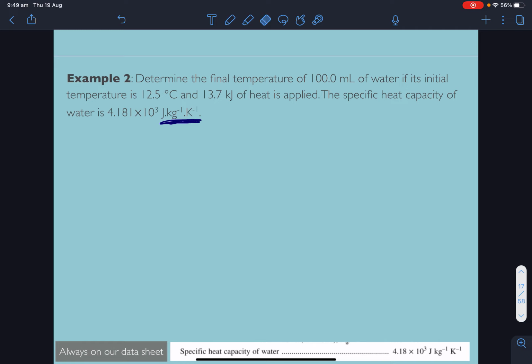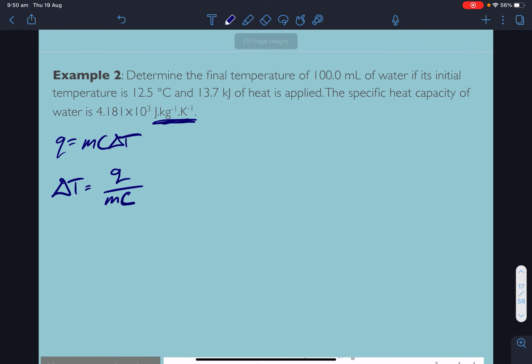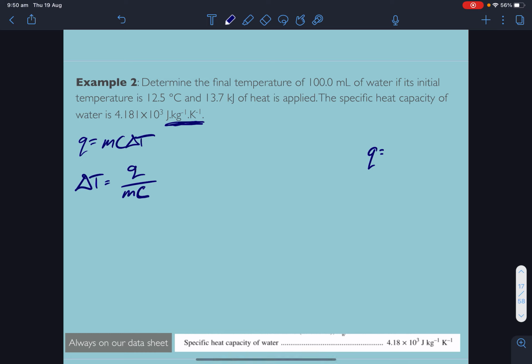Okay, I still recognize that we're using a Q equals MCΔT formula, but I'm going to have to rearrange it. Determine the final temperature. Well, I need to put delta T as the subject. So delta T equals Q on MC, just rearranging it. Now I can expand it out, but what I might do is just resolve Q equals MC first, and make sure my units are cancelling too. So Q equals 13.7 kilojoules.